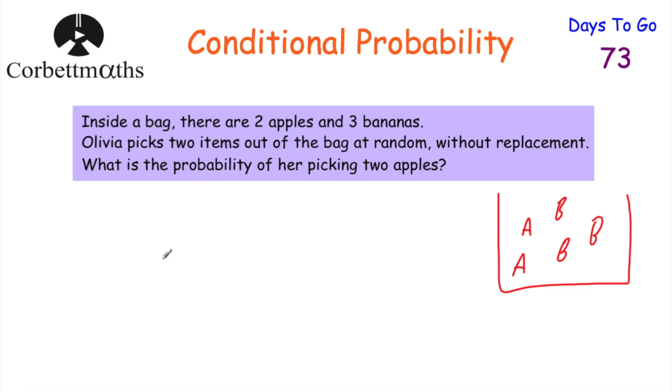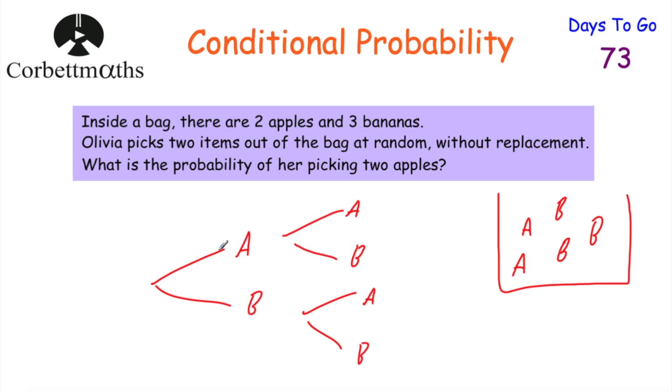So if we think back to tree diagrams, if I was to do this question, I wouldn't draw a tree diagram, but I'm just going to show you to begin with. If I was to use a tree diagram, the first piece of fruit could either be an apple or a banana, and then the next piece of fruit could be an apple or banana. So there's the 4 possible outcomes: an apple and an apple, an apple and a banana, a banana and an apple, or a banana and a banana.